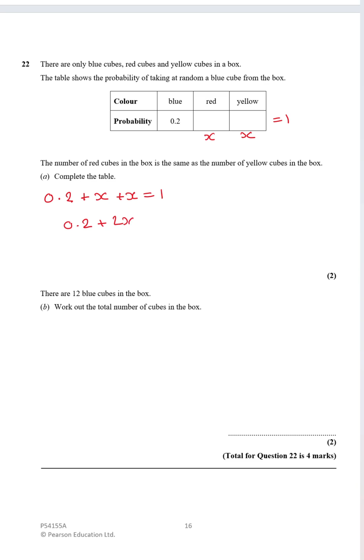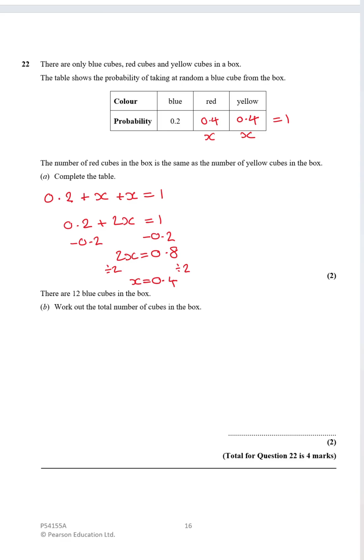0.2 plus 2x equals 1. And I can solve my 2-step equation. Some of you may be sitting there and thinking, I can do that in my head, I don't need to write that down. When it gets more difficult, you won't always be able to do it in your head. So I highly recommend forming and solving equations.